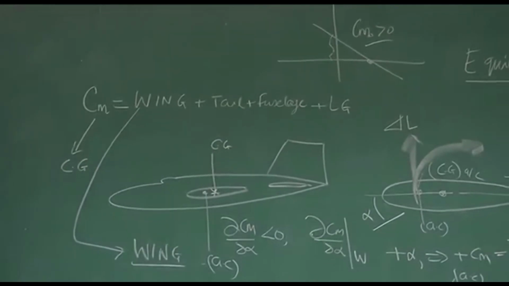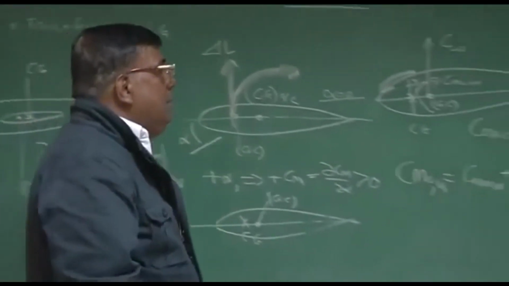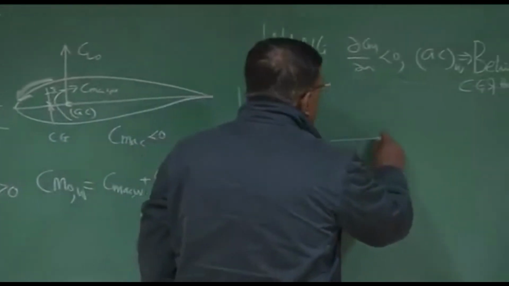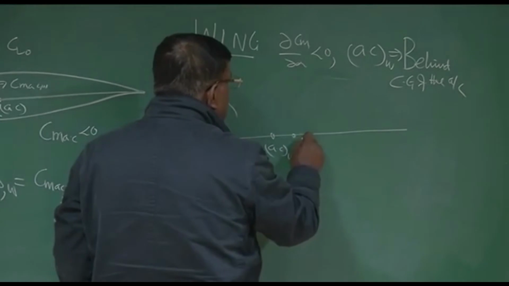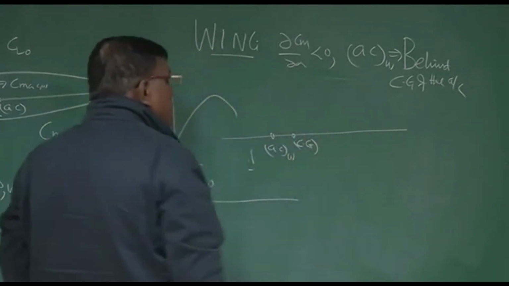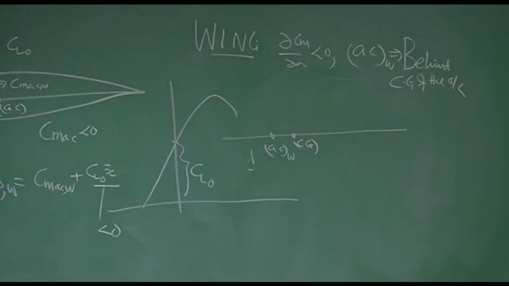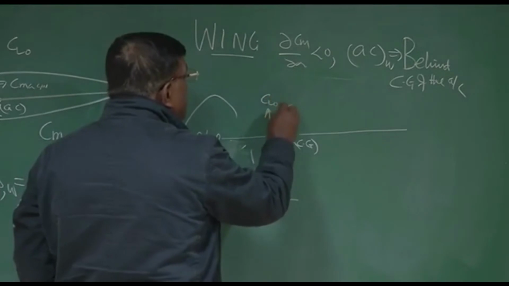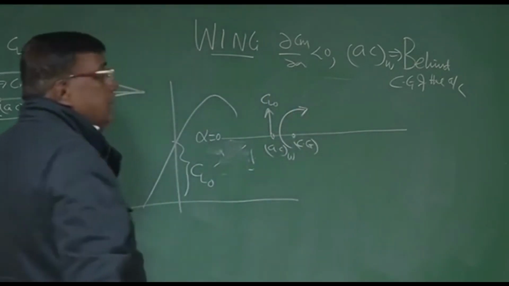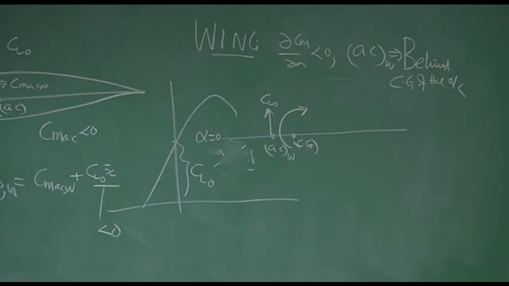Right? So what is done in most of the aircraft, you will see that AC of the wing is actually kept ahead of CG. So the wing is destabilizing, number one. However, it gives relatively positive Cm0. If you see here, alpha equal to 0, there is a CL0 here. That will give a nose-up moment. Correct? You can check any aircraft which have a cambered aerofoil.